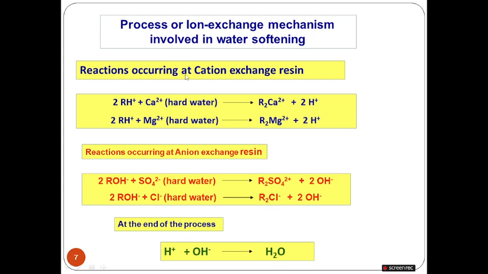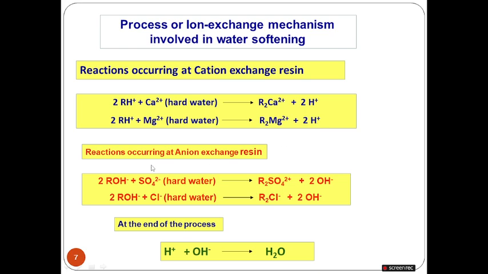Come to the reaction taking place at the cation exchange resins. In the cation exchange resin column, the cation exchange resins exchange H plus ions with the cations present in the hard water. Similarly, the calcium ions are replaced with H plus ions, and the magnesium ions are replaced with H plus ions. As a result, the water is free from calcium and magnesium ions because they are retained with the cation exchanger itself. Now the water consists of only H plus ions.